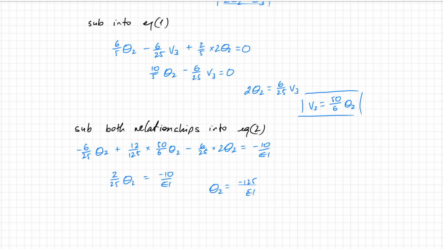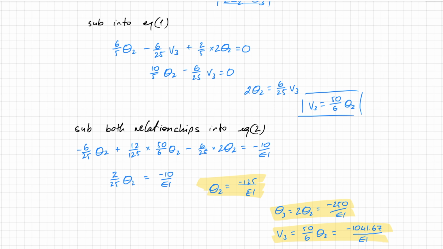And if I just bring it back, I can find that theta 3 was 2 theta 2, so that gives me minus 250 over EI, and V3 was 50 over 6 times theta 2, and that gives me, if I calculate it, minus 1041.67 over EI. But that is not the end, because what I've been asked to do is find the reactions.